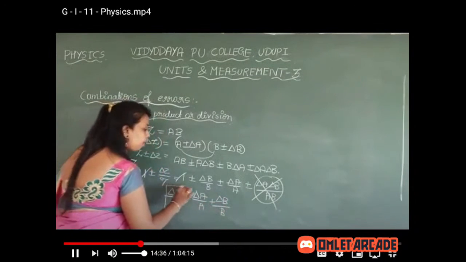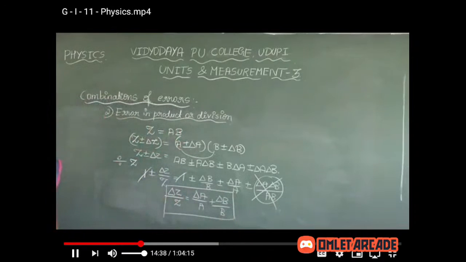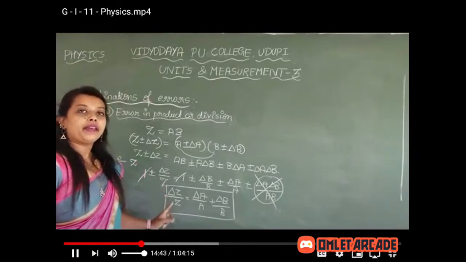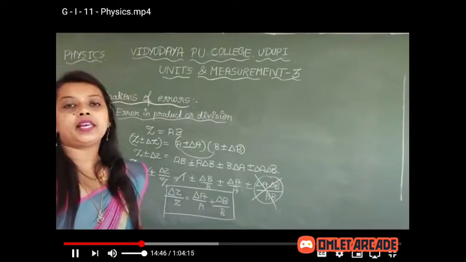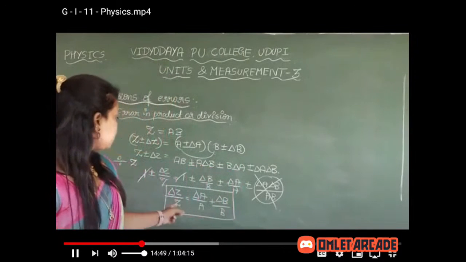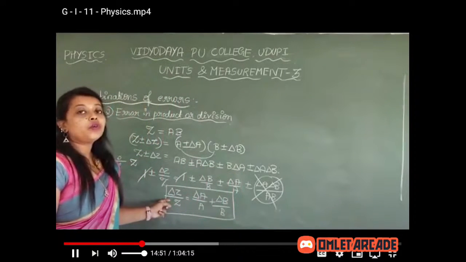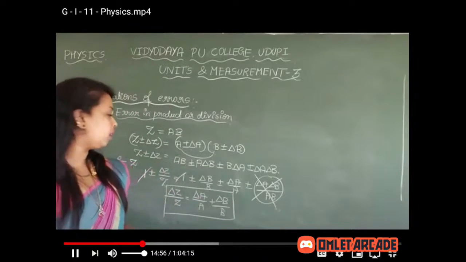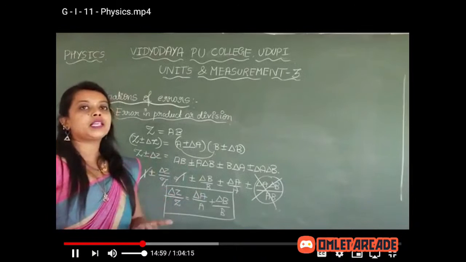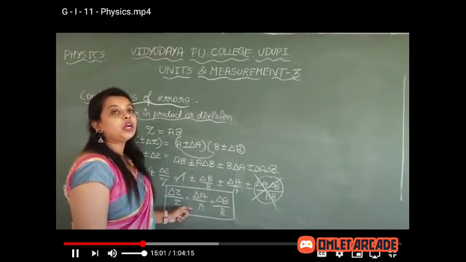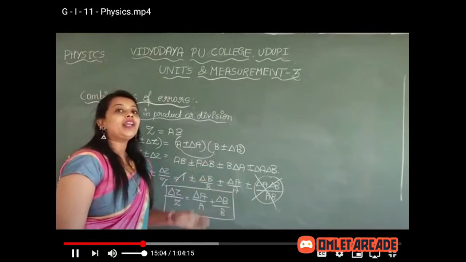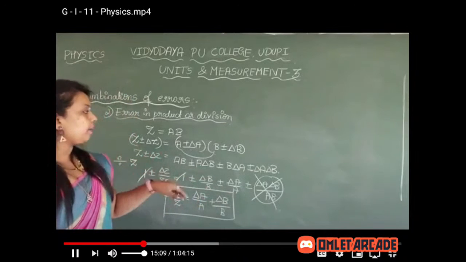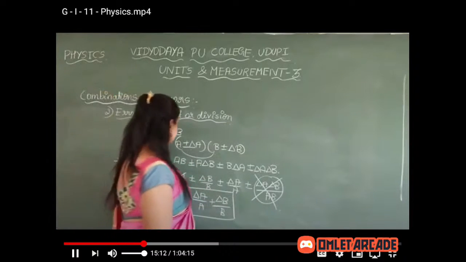So it's very important, this one. What is the conclusion now? The relative error. Do you remember the relative error expression? This is the relative error, that is, the mean absolute error to the mean value. So the relative error of a resultant physical quantity is equal to the sum of the relative errors of the individual physical quantities. So the sentence I will give now, write down.